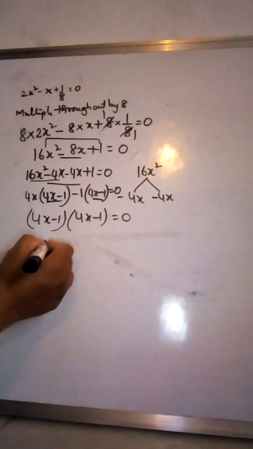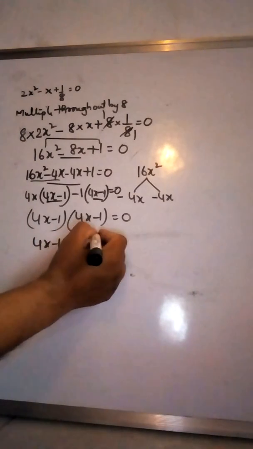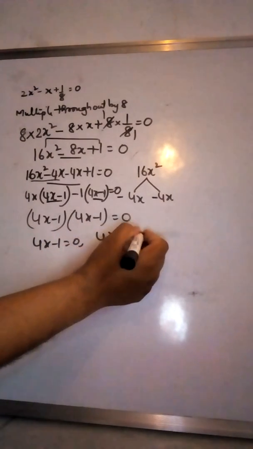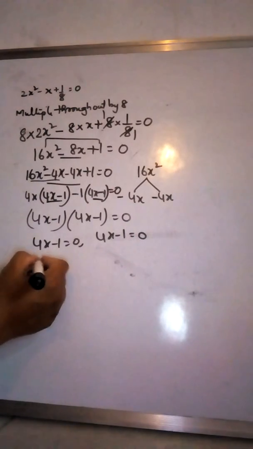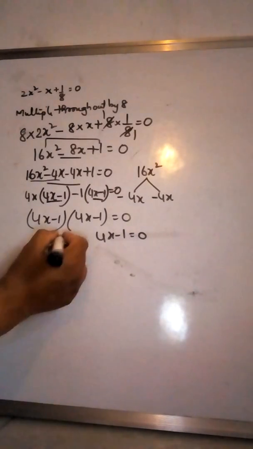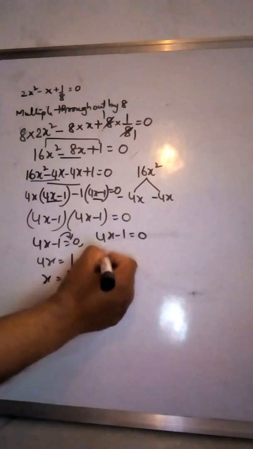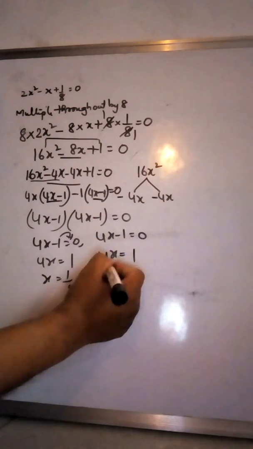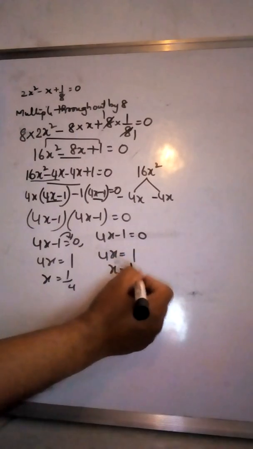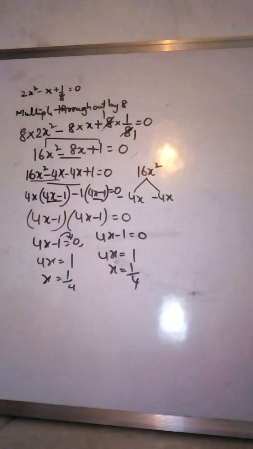So now 4x minus 1 is equals to 0 and 4x minus 1 is equals to 0. So this gives me 4x is equals to 1, transposing 1. So x is equals to 1 by 4. 4 will go down by cross multiplication method. So we have the roots, equal roots, that is 1 by 4 and 1 by 4.